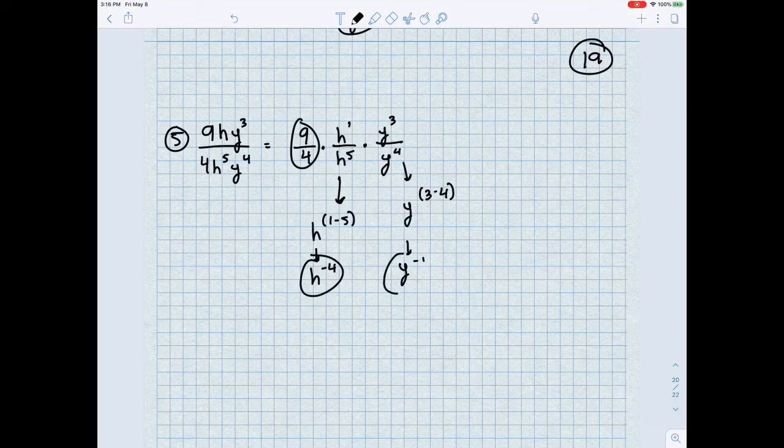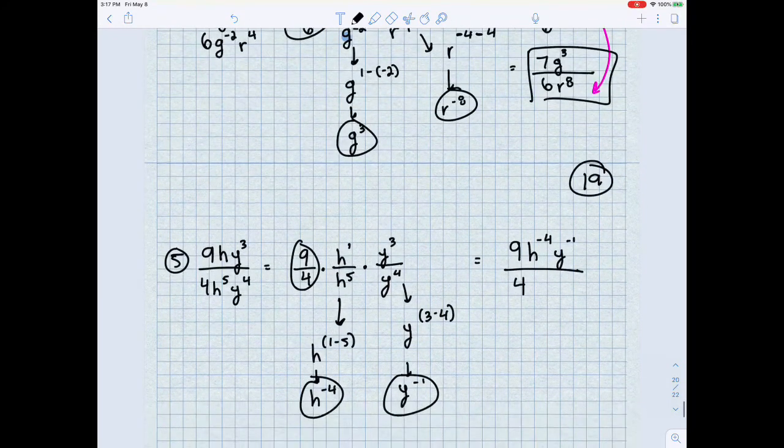Now I have all of my parts simplified. So I'm going to rewrite it up here. So 9, h to the negative 4, y to the negative 1, over 4. Now with negative exponents, we don't like them in our answer. So what I said earlier, h to the negative 4 we know is 1 over h to the 4th, and then y to the negative 1 is the same thing as 1 over y. So really, it's kind of like taking this value and dropping it to the denominator.